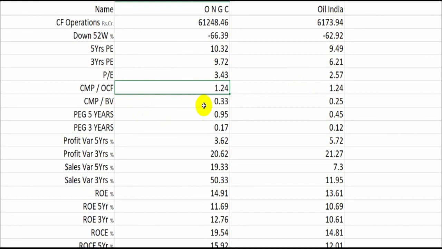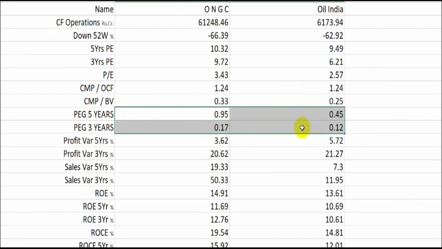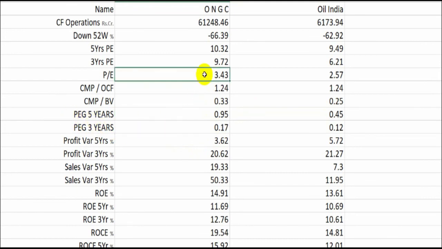When we look at the book value, Oil India is trading at a higher discount than ONGC. The price to book for ONGC is 0.33 and Oil India is 0.25. PEGs for both ONGC and Oil India are very attractive at 0.95 and 0.17 for ONGC. PEG is basically price earnings to profit growth rate. So we are comparing price earning with how the profits were growing in the last 5 and 3 years.